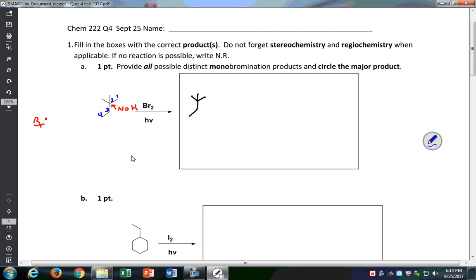So we can get a radical bromination on carbon 1, or the other two CH3 groups, but those all end up to be the same product. We can get our bromination on carbon 2. I mean, not on carbon 2, we don't have a hydrogen, on carbon 3. But notice this is a stereocenter, so we're going to get both enantiomers.